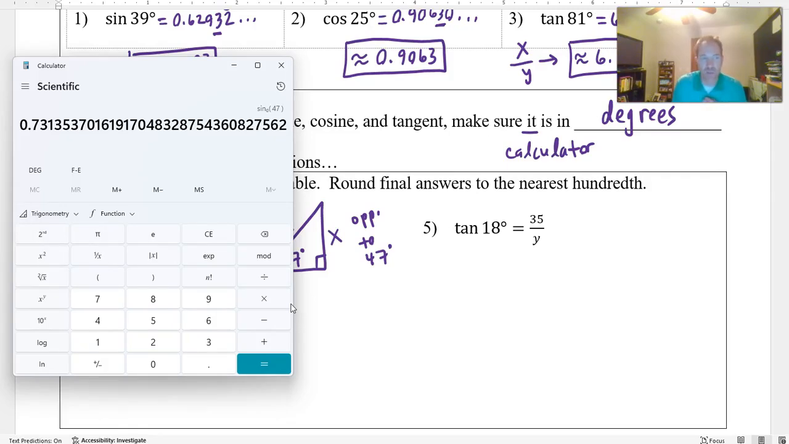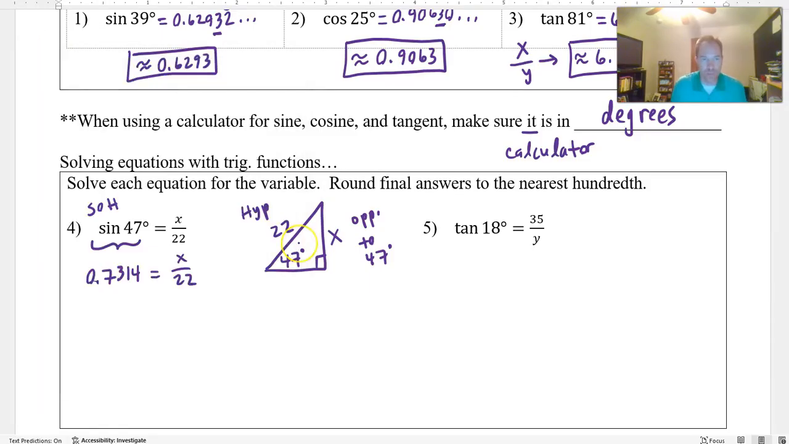That's going to round to 0.7314. So using the calculator for that there. Now, some of you might know, like, oh, I just have to cancel division by 22. Yeah, you can do that. I'm going to still put this decimal over 1, and now I'm going to cross multiply.